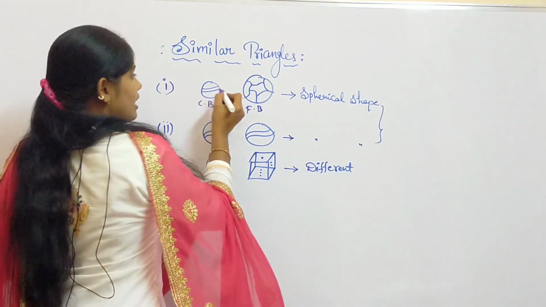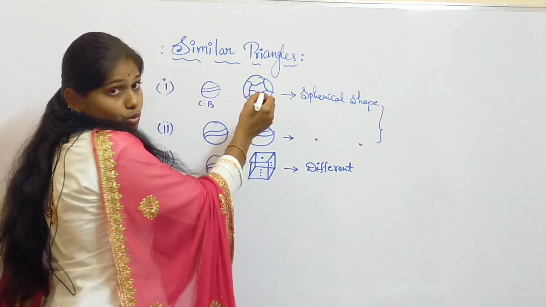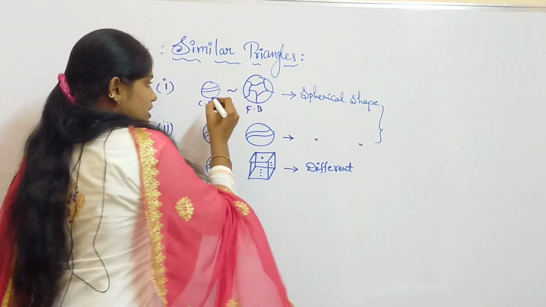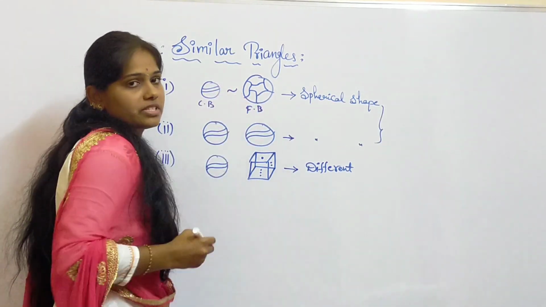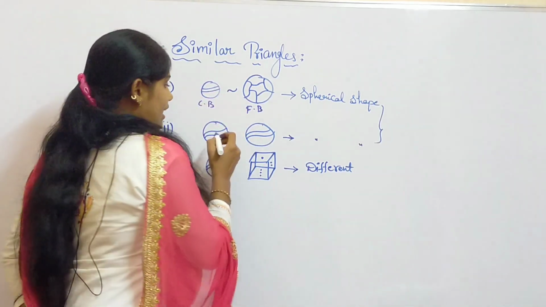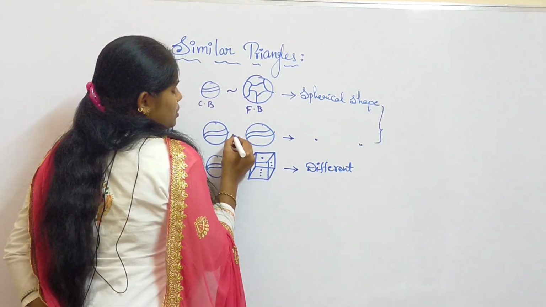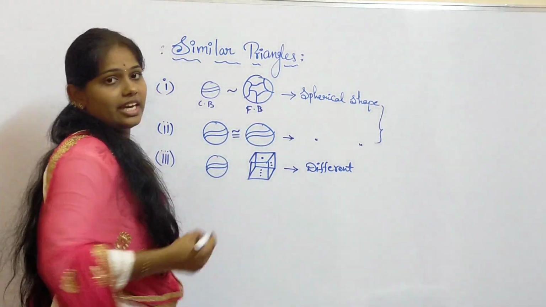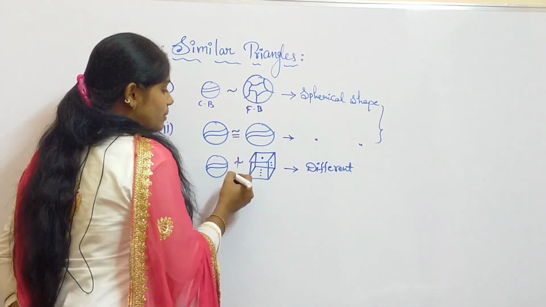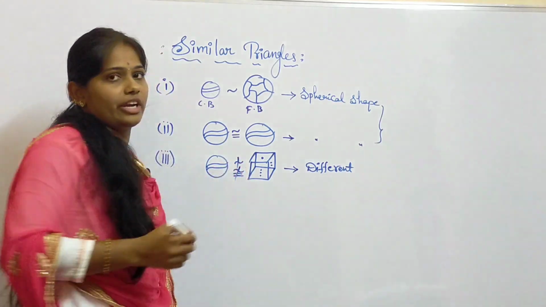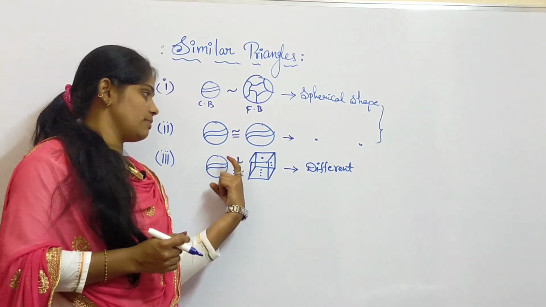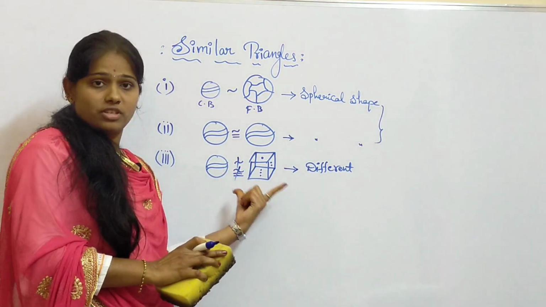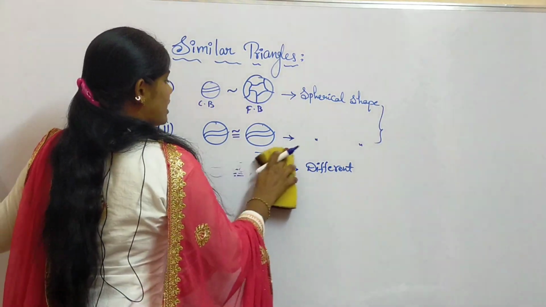In the first case, we can conclude these two objects are similar. The cricket ball and football are similar. And the second case represents the two cricket balls are congruent. And the third case represents it is neither similar nor congruent. So here similarity and congruency both are not possible. So let us remove this case.